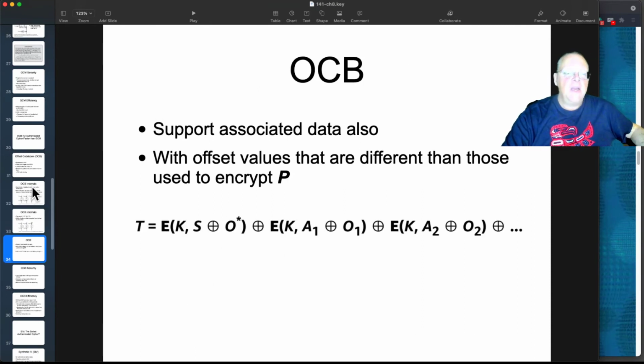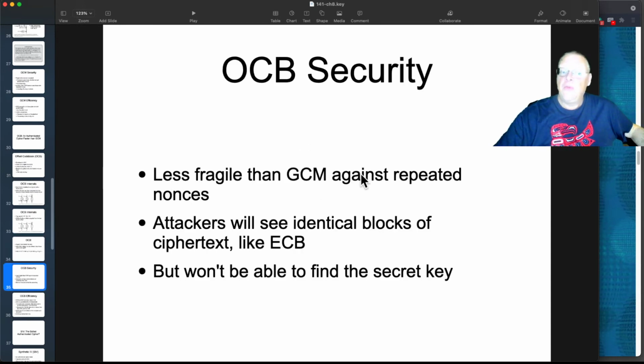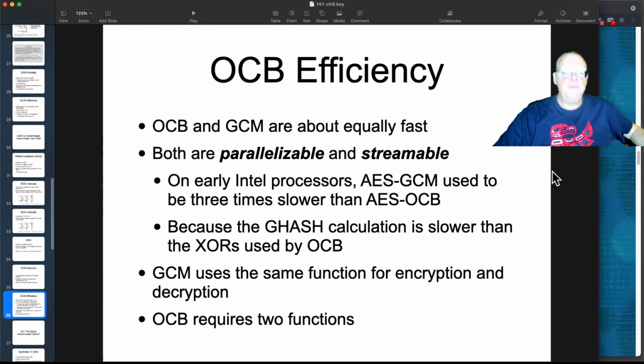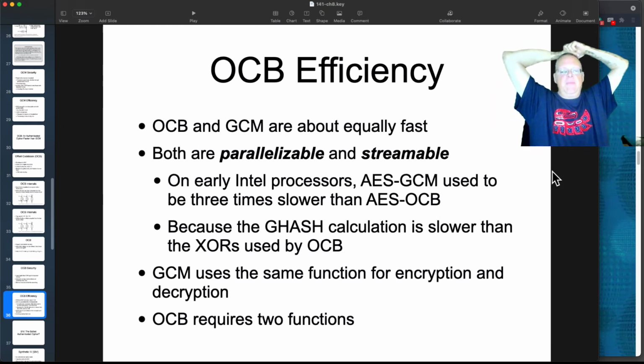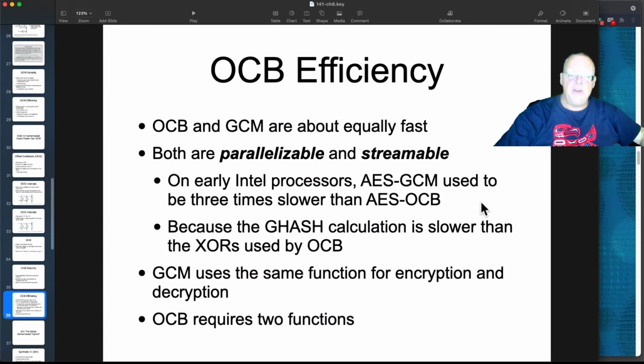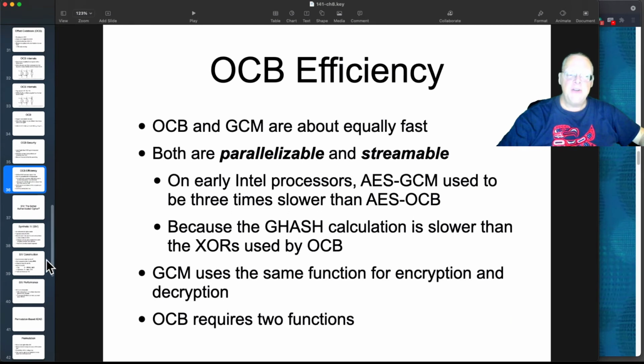Anyway, the point of this thing, it has associated data. It works too on that. And so it's considered quite good. You can handle repeated nonces better. You won't be able to find the secret key, and it's considered just fine. Parallelizable and streamable. And at one time, it was actually 3 times faster than AES on early Intel processors. So anyway, it's the cat's meow, but because it was restricted by patent, it did not become popular. Although he apparently has released a patent recently for non-military applications, so maybe some people will switch to it, but in the meantime, the other one became a standard.